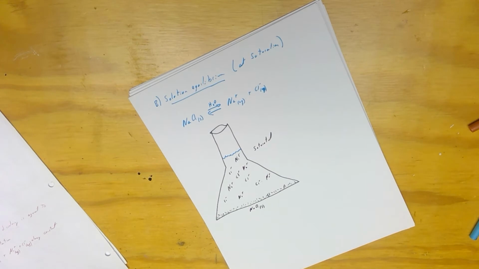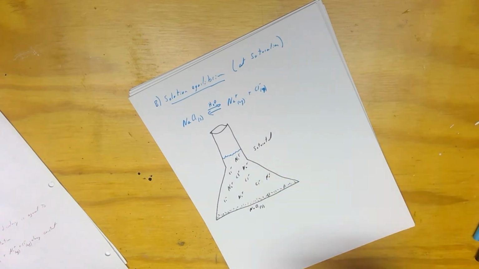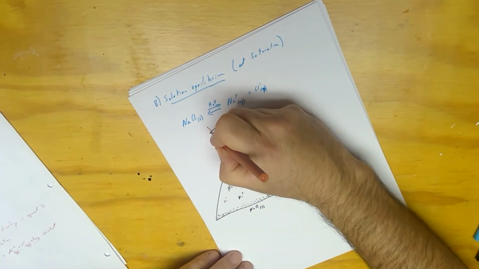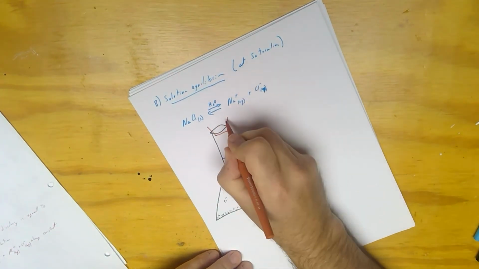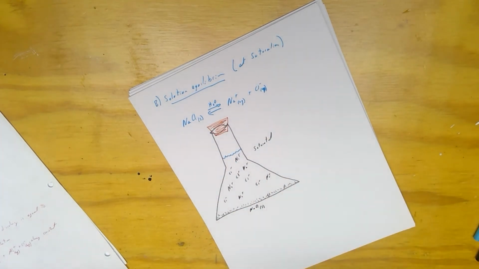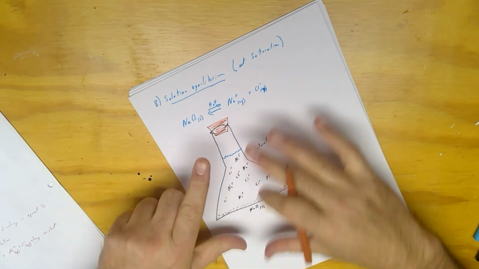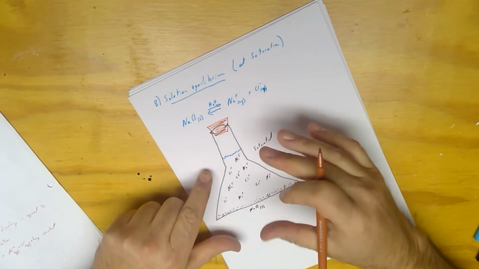Now, what do we have to do next? Is this a closed system? The answer is no. So what we need to do is we need to close it. So let's put a cork in it. Now we have our closed system. Now, I wish I had this, or I wish I had you at school, because I actually have this at school, and it's really, really, really cool.